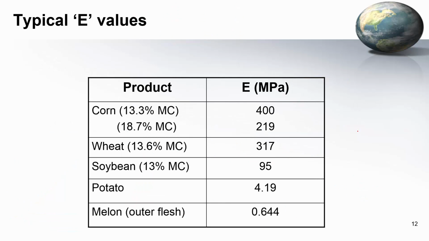So what are the typical E values, or the Young's modulus values? The corn, when it is at the safe moisture content, is 400 megapascal. When it is moist, it's soft. That means it has a lesser value. Of course, the potato is going to be less, and watermelon is really, really soft, so it's really, really low.